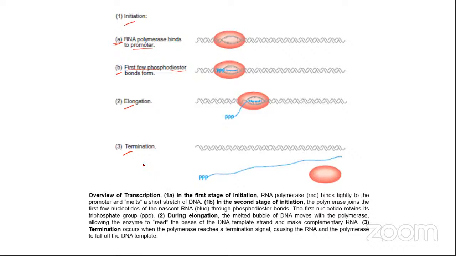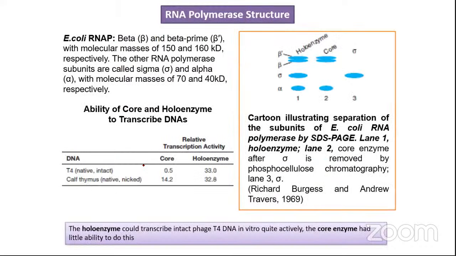So the process of transcription can be summarized into three phases: initiation, elongation, and termination. That's what you need to remember to understand the process we are going to talk about in the next slide.